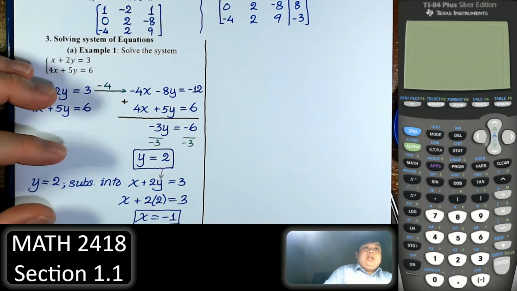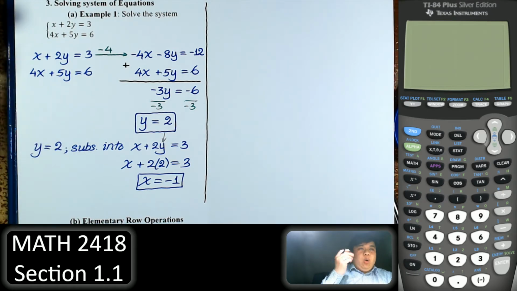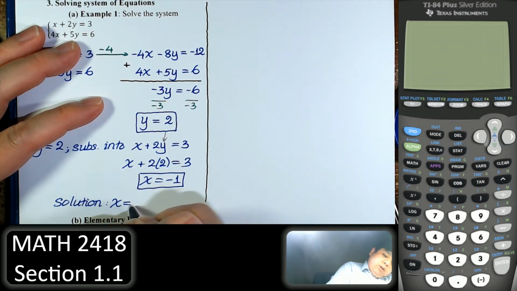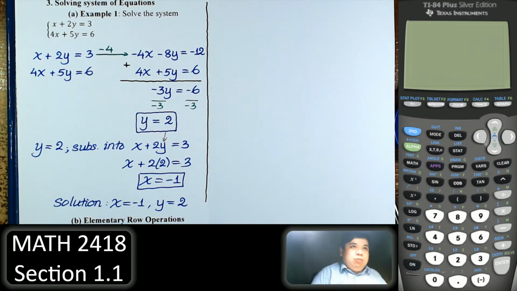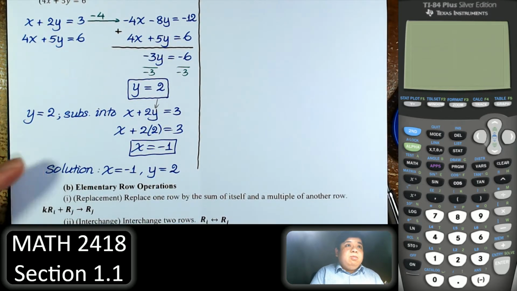So in this case we say the solution set, because this set only has one solution. So we say the solution is x equal to -1 and y equal to 2. Right, so that was the way we use simple algebra. Right, now how do we use the matrix to solve that?